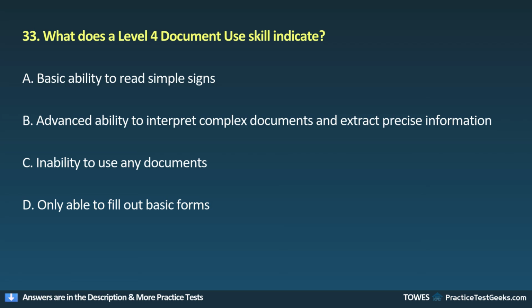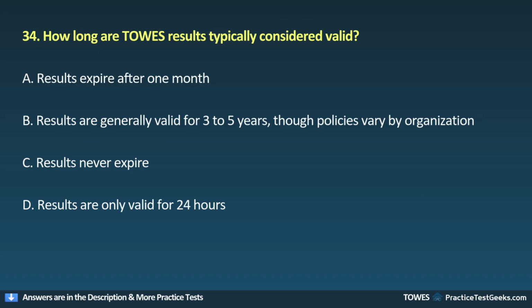33. What does a Level 4 document use skill indicate? A. Basic ability to read simple signs. B. Advanced ability to interpret complex documents and extract precise information. C. Inability to use any documents. D. Only able to fill out basic forms.